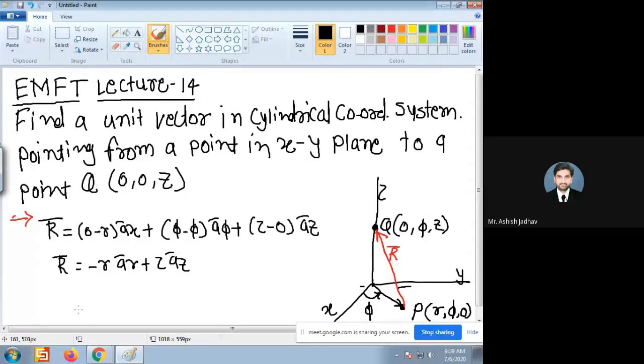Now from that we can write a bar r. A bar r is the unit vector, right? Unit vector is vector upon magnitude. So a bar r is equal to minus r a bar r plus z a bar z divided by under root r square plus z square, right? So this is your answer.